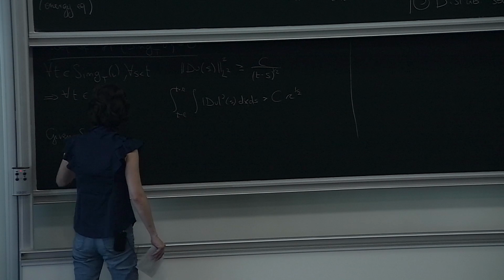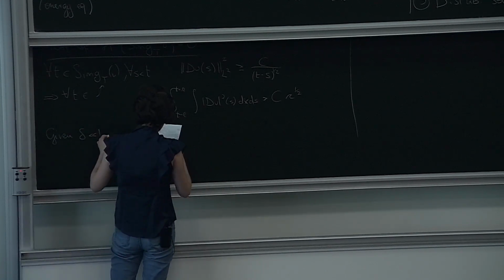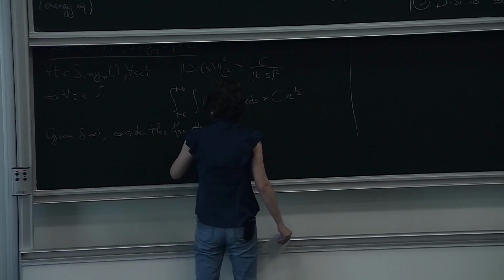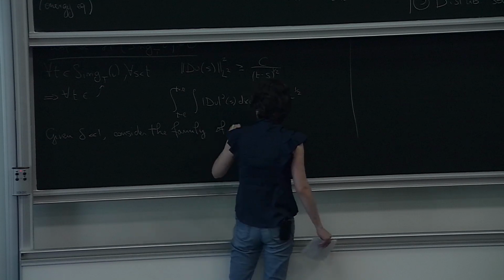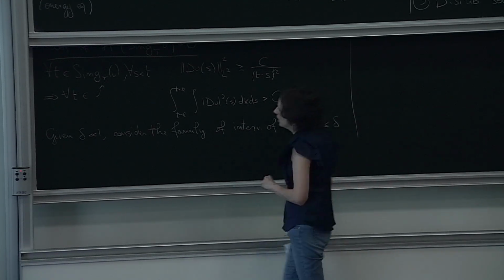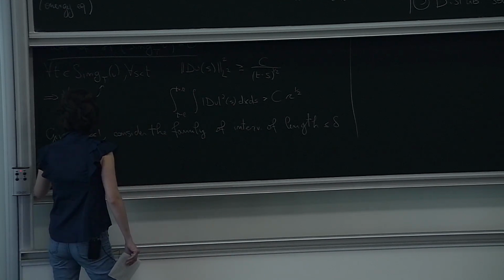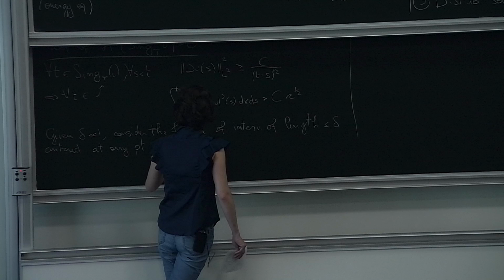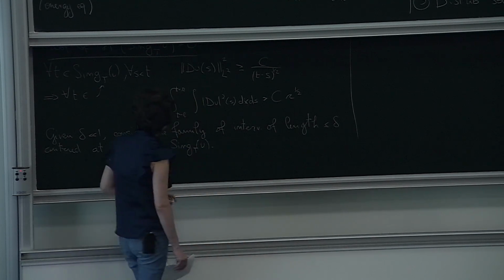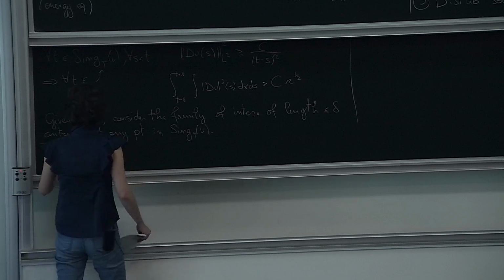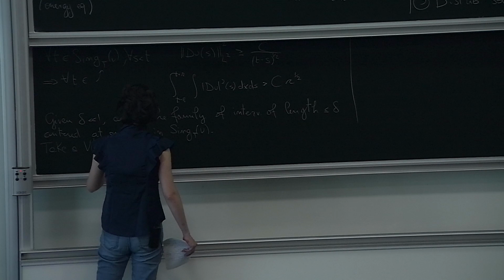So given delta, I consider the family of intervals of length less than delta, covering, centered at any point in the singular set. And from that, I extract a Vitali subcovering.